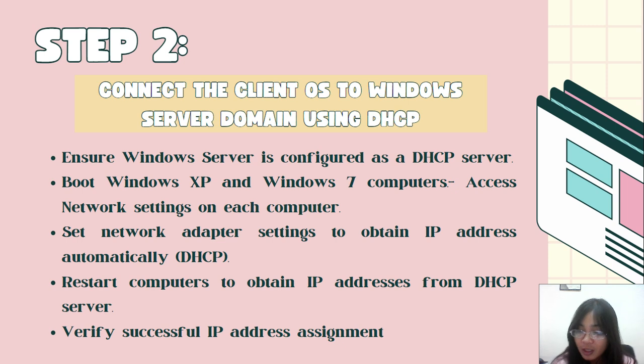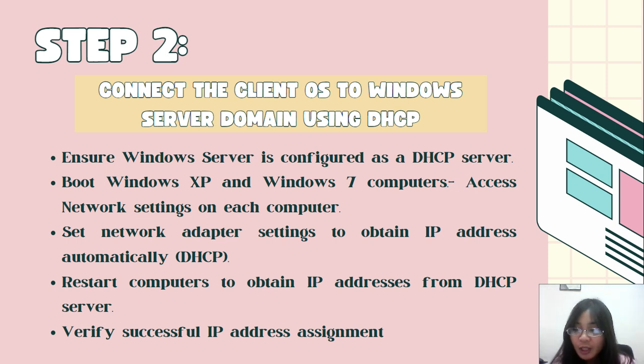In the adapter properties window, select the Internet Protocol version 4 TCP/IPv4 or Internet Protocol TCP/IP item and click on Properties. In the TCP/IP properties window, ensure that the option to obtain an IP address automatically and obtain DNS server address automatically is selected. These settings enable the computer to receive network configuration details from the DHCP server automatically. Next is restart computers to obtain IP addresses from DHCP server.